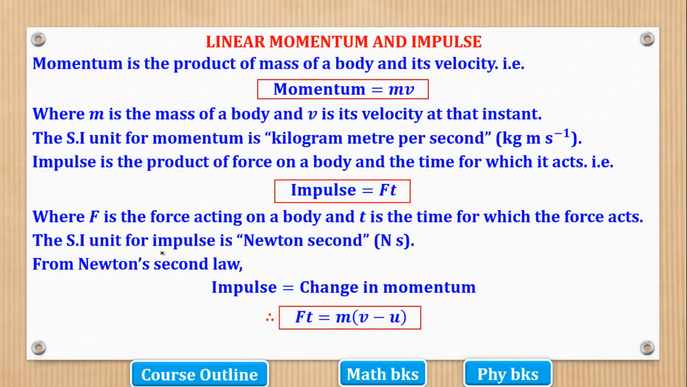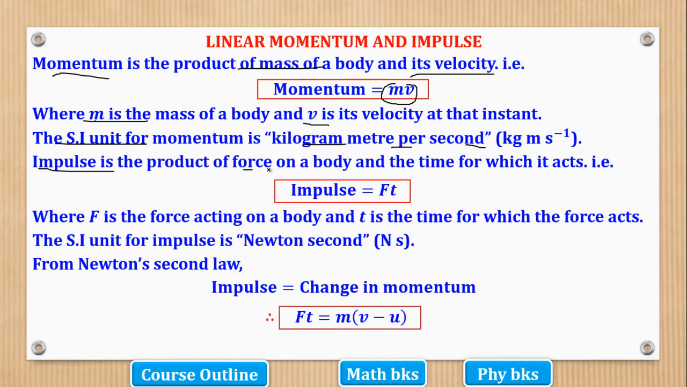In your O-level physics, you covered some basics of momentum and impulse, and that's where I shall start from. Then we shall go to what we are interested in. You must have realized that momentum is the product of mass and velocity, and this is the formula I shall continue using, where m is the mass in kilograms and v is the velocity in meters per second. So the SI unit of momentum is kilogram meter per second.